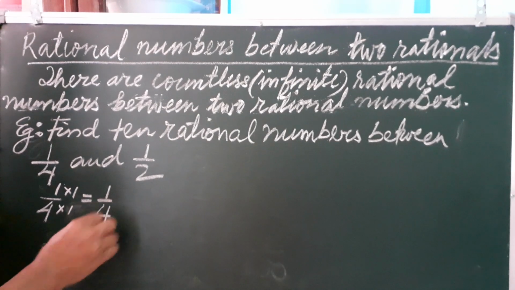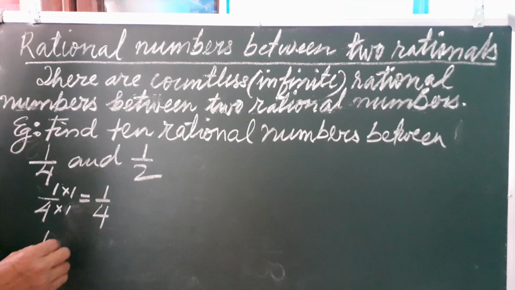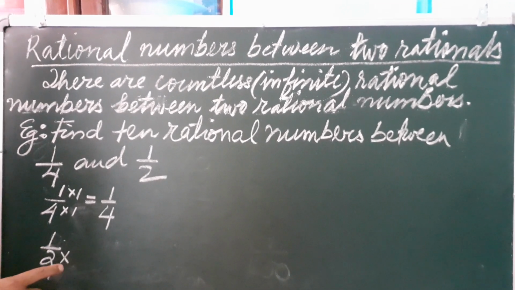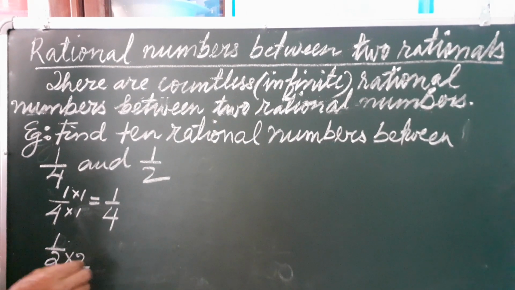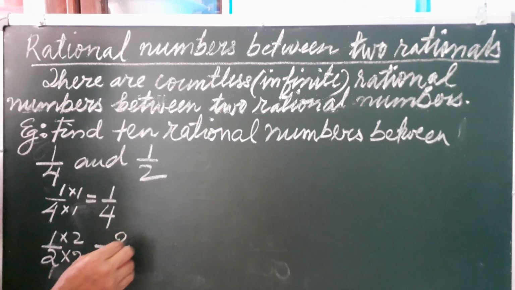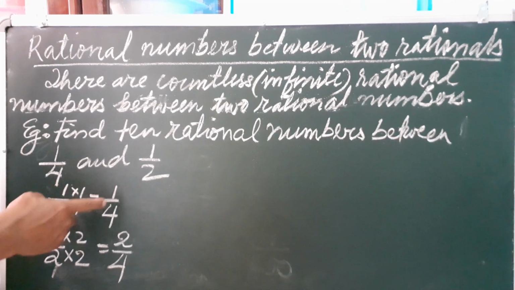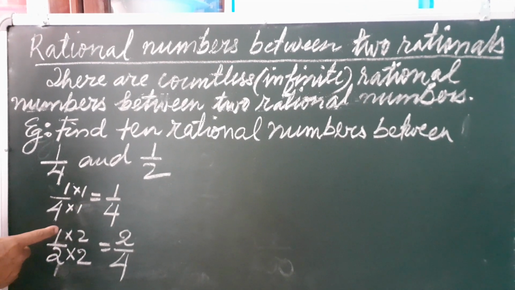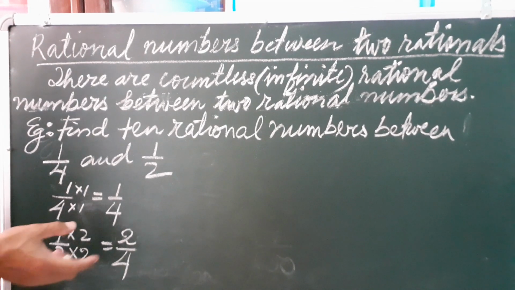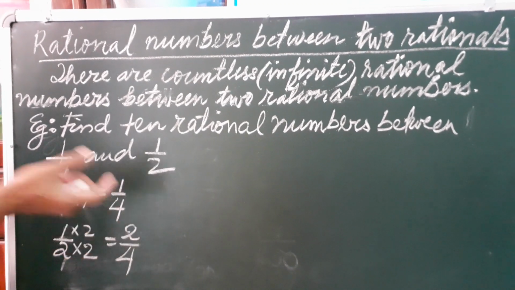1 by 4 stays as it is. And for 1 by 2, to make the denominator 4, you multiply by 2. So you'll get 2 by 4. 1 by 4 is the same as 1 by 4, and 1 by 2 is the same as 2 by 4. But between 1 by 4 and 2 by 4, there is no rational number.